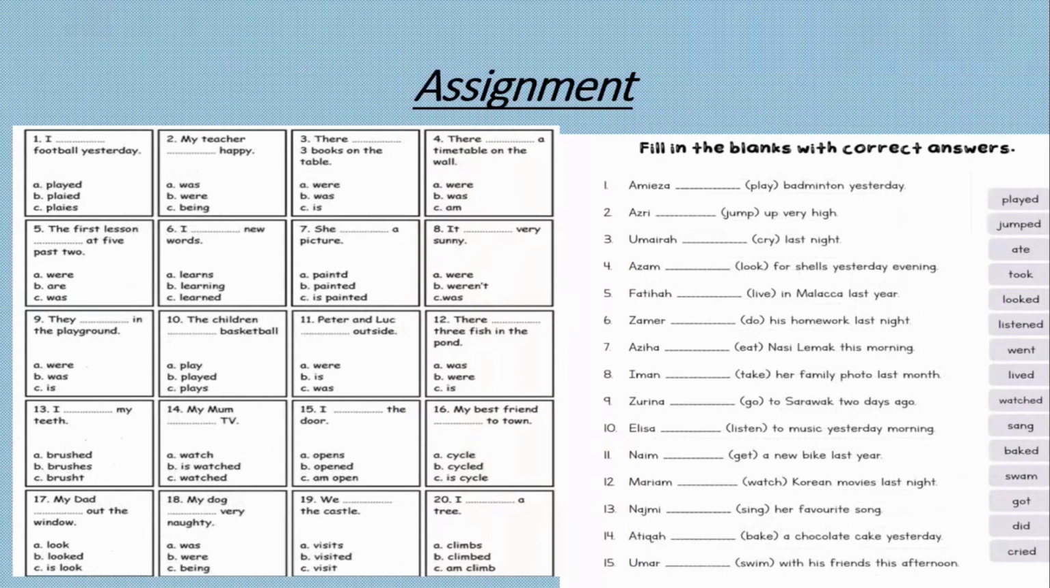These are 20 sentences, and then we have to write some sentences, and we have a column of verbs. They are all in the correct forms, but take the verb that matches the meaning of the sentence. Like I say, for example, Al-Miza played badminton yesterday. So it will be played, jumped, cried, locked, lived, did, like that.